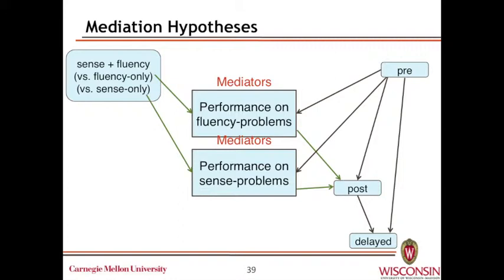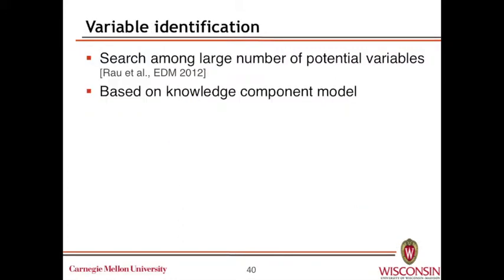But now the question is also, which mediators should I consider when I'm testing these models? Here's again both of them together. They actually are not mutually exclusive. It's entirely possible that both hypotheses are true. So as Richard was mentioning, our search among potential variables using just the general error rate, time spent, and hint use was not successful.